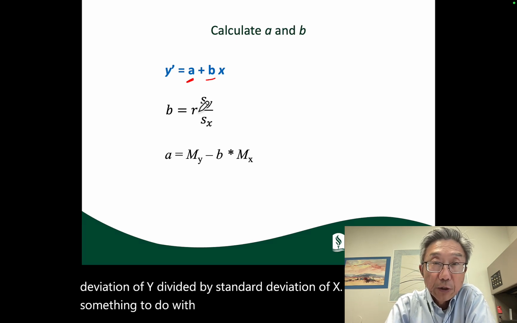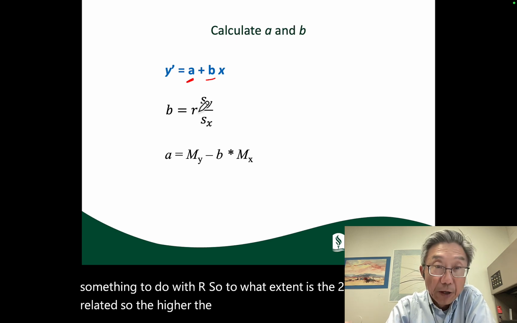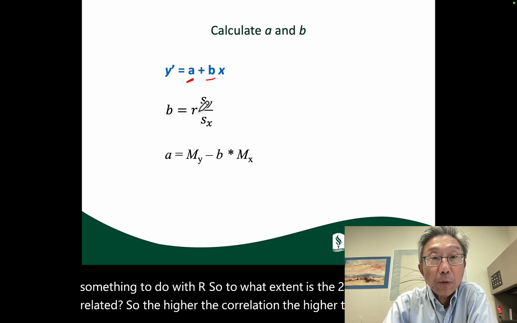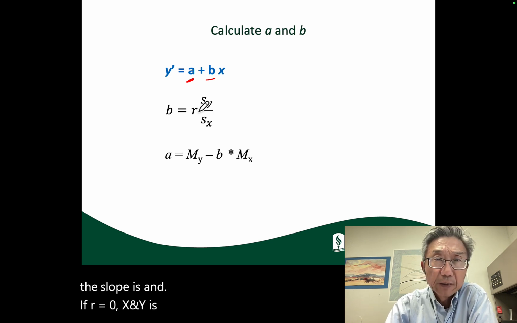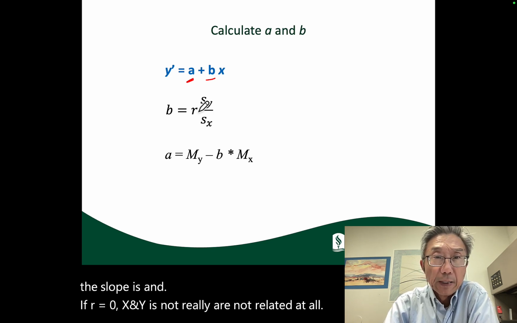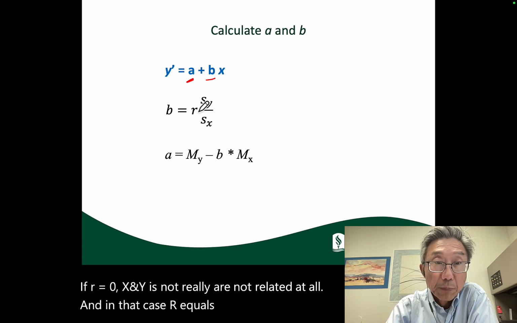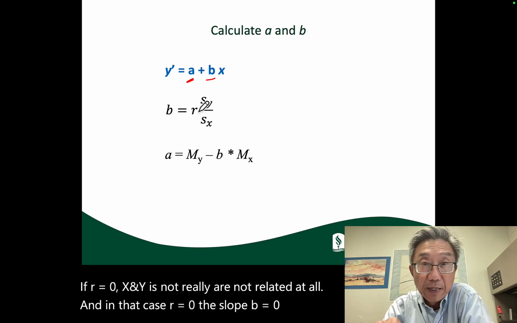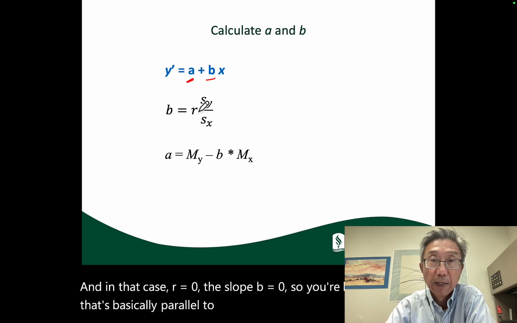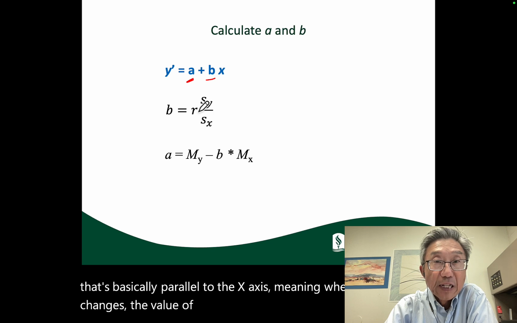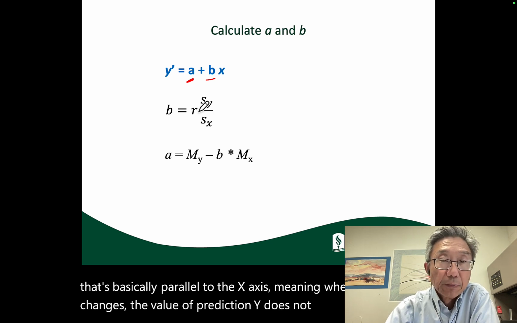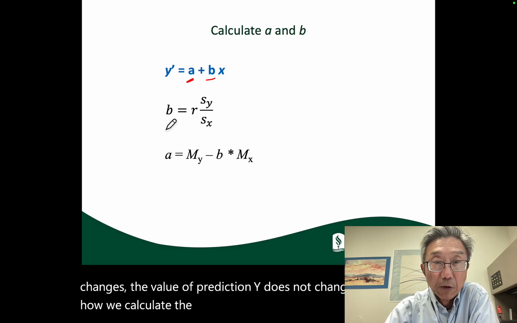So it has something to do with r, to what extent the two variables are related. The higher the correlation, the steeper the slope is. And if r equals 0, x and y are not related at all. In that case, the slope b equals 0. So you're looking at a line that's basically parallel to the x-axis, meaning when the value of x changes, the predicted value of y does not change. Okay, so that is how we calculate the slope or the regression coefficient.